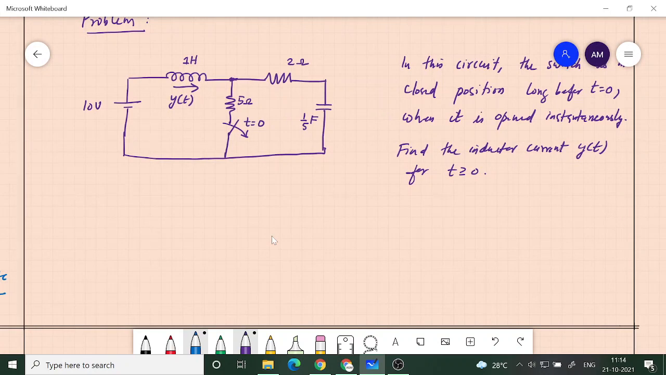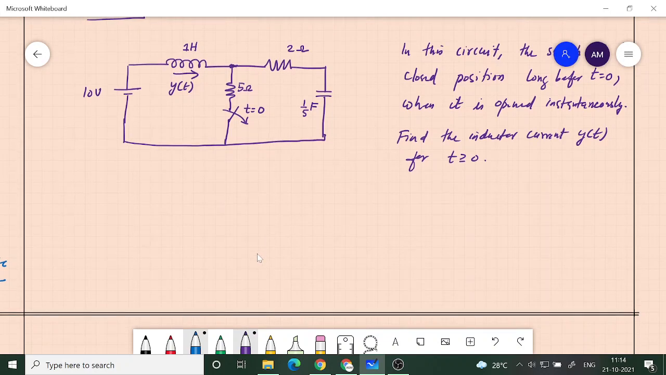What is the initial condition? Whenever you see an inductor as well as a capacitor in a circuit, you should know that inductor current cannot change abruptly, because there is no infinite voltage applying anywhere. So inductor current cannot change abruptly, and capacitor voltage also cannot change abruptly.